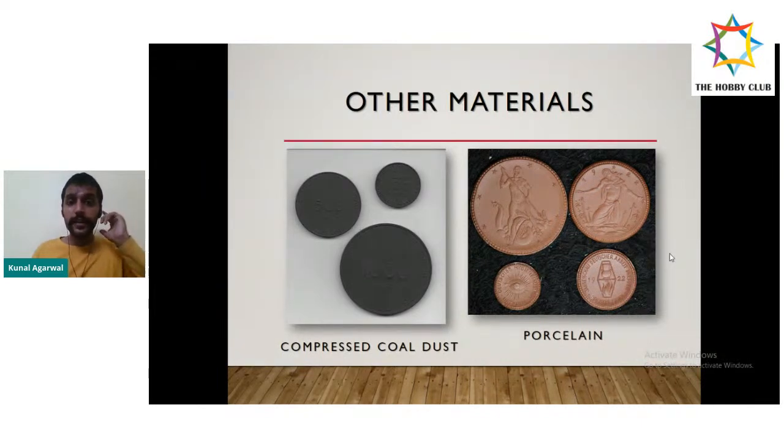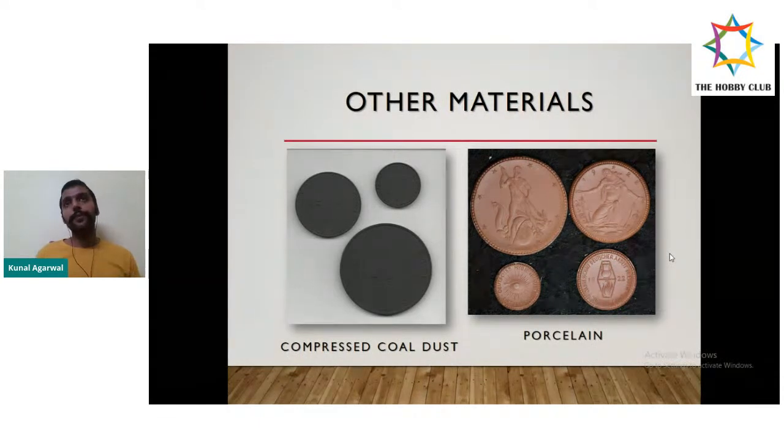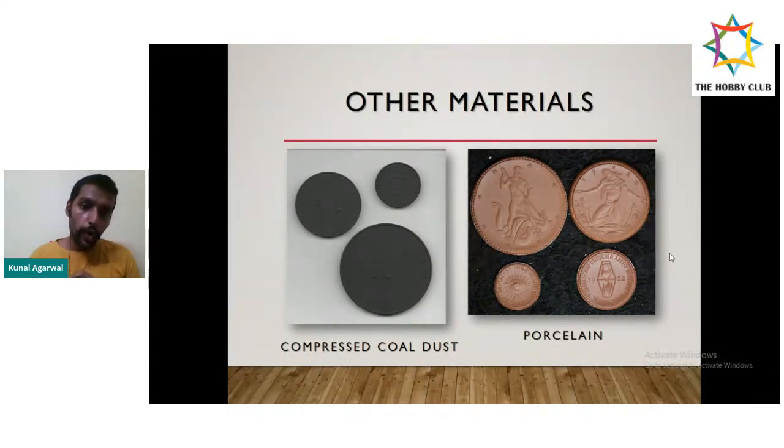The other materials that exist are the porcelain ones. A lot of common Notgelds can be found in the porcelain material, and the very interesting ones are the compressed coal dust ones. These coal dust Notgelds have a very interesting background story. A company named Condrath, the owner, issued these Notgelds as part payment to the employees. So if an employee had a payment of 4,000 mark, he would get 3,000 mark in normal regular currency and 1,000 mark in these Notgelds.